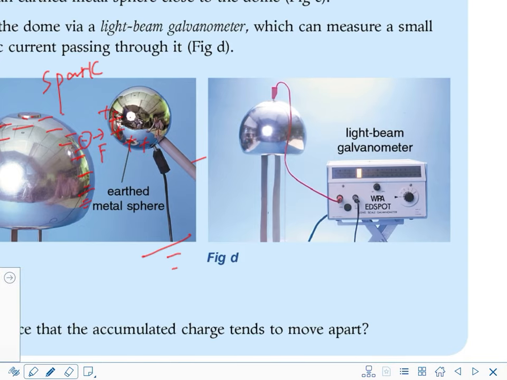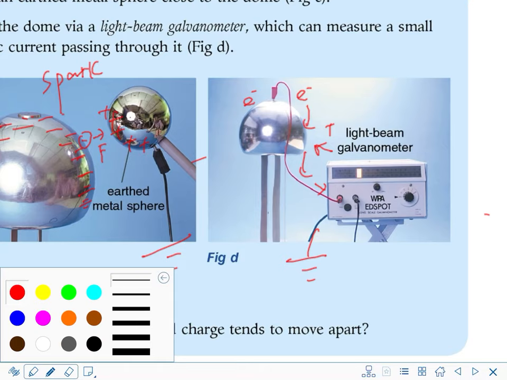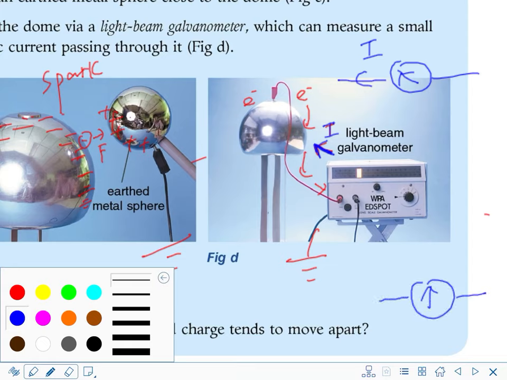If it's connected to a light beam galvanometer, you can think of this as a very sensitive ammeter. We would have an electron flow to the ground. So the current will travel in the opposite direction. The galvanometer will point to the left in this case, as current flows to the left. If no current passes through the galvanometer, the light beam will be at the middle. No current.